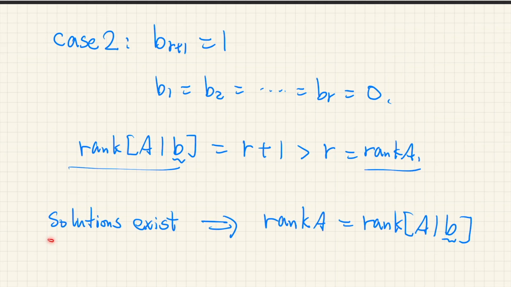So we have shown that if solutions exist, then the rank of A should be equal to the rank of the augmented matrix. And if the rank of A is not equal to the rank of the augmented matrix, then the solutions do not exist. That means the converse is also true. And we are done.